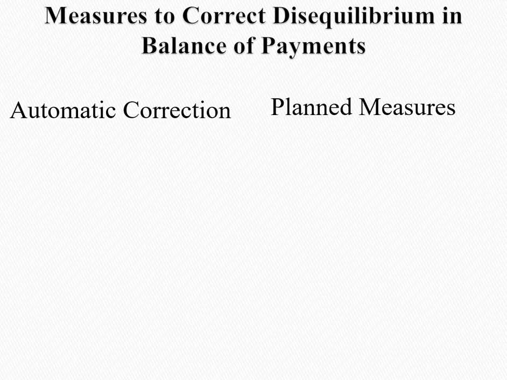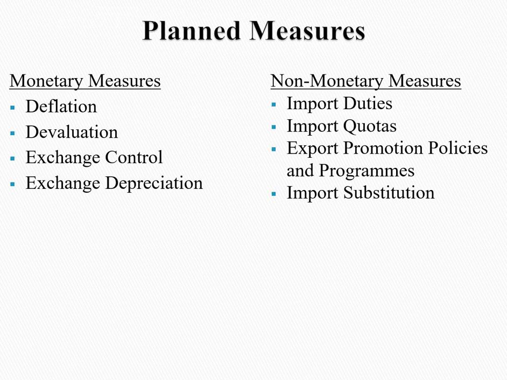Measures to correct disequilibrium in balance of payments. There are two measures: automatic correction, planned measures. Planned measures consist of two methods: monetary measures, non-monetary measures.